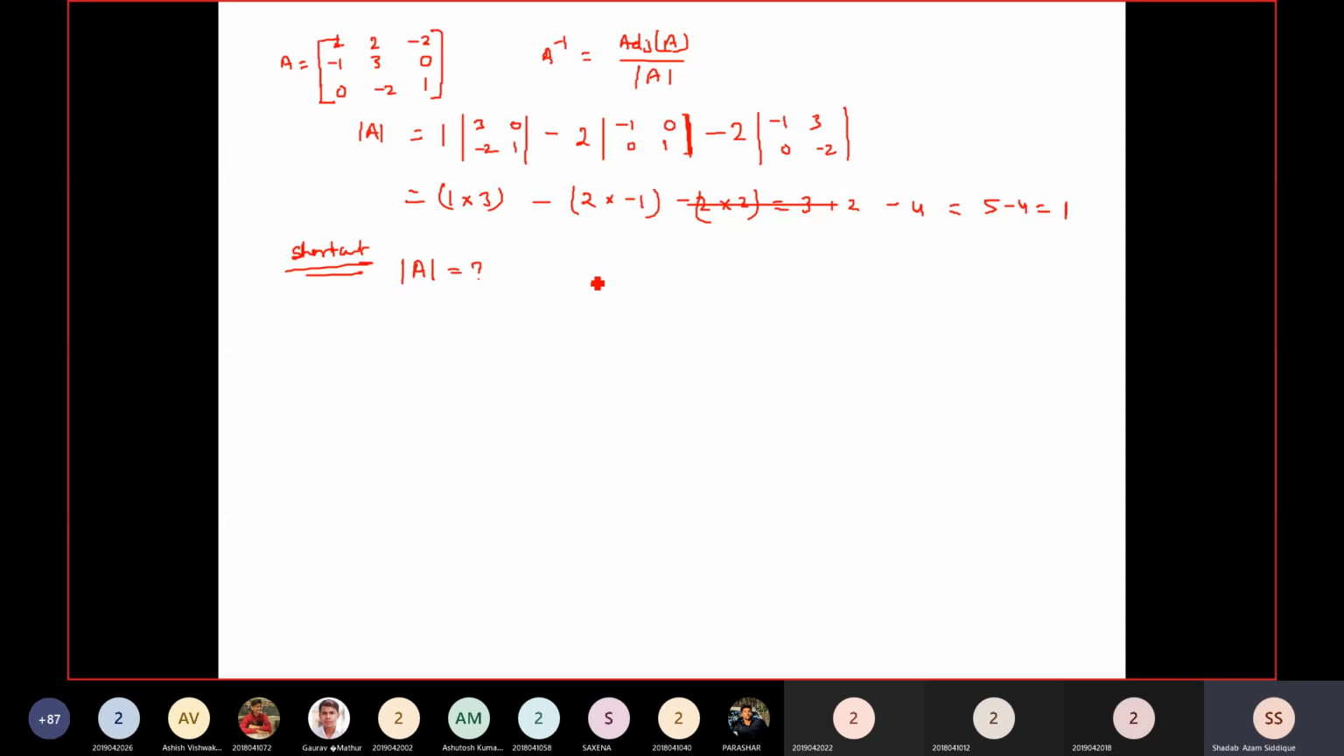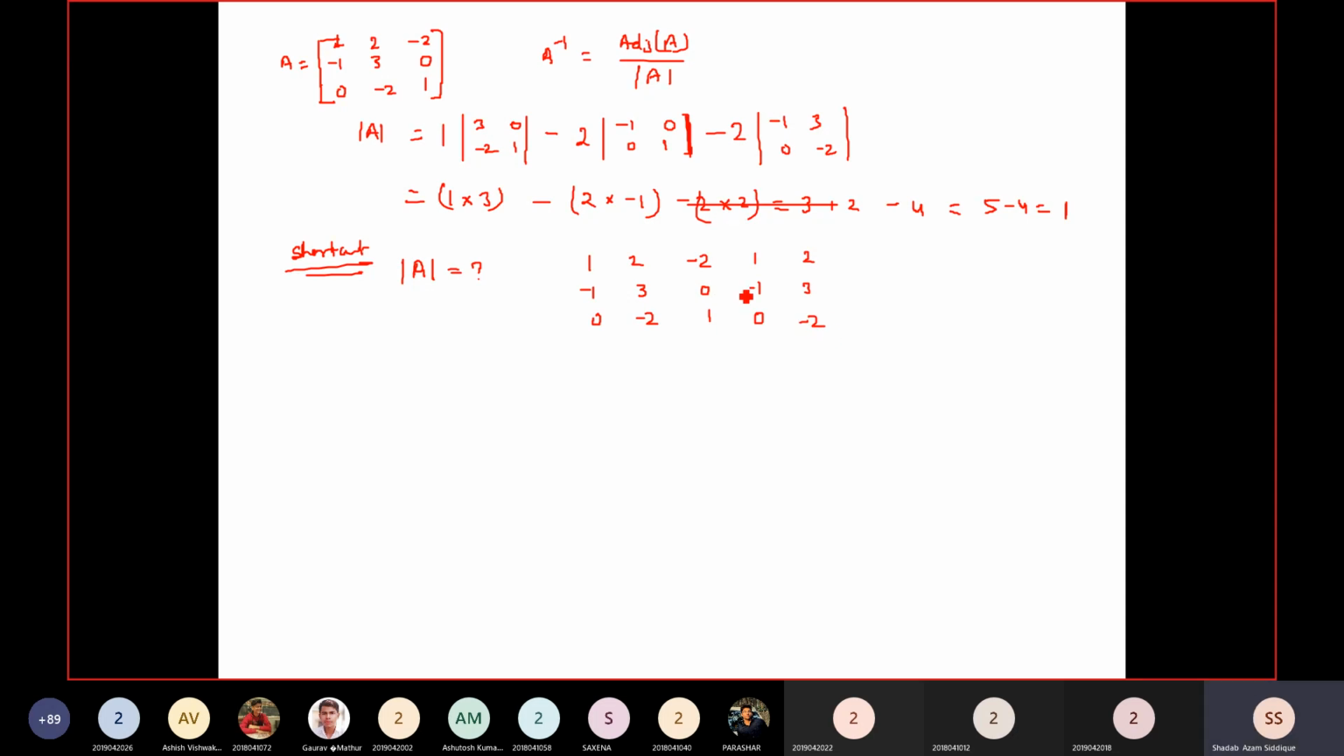So I have this matrix with elements 1, 2, -2, then -1, 3, 0, and 0, -2, 1. I'll repeat the first two columns. This column will be repeated here: 1, -1 and 0. Again, the next column will be repeated: 2, 3 and -2. I have repeated them. This is a shortcut method.